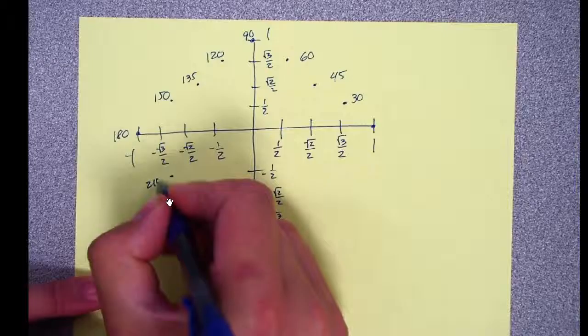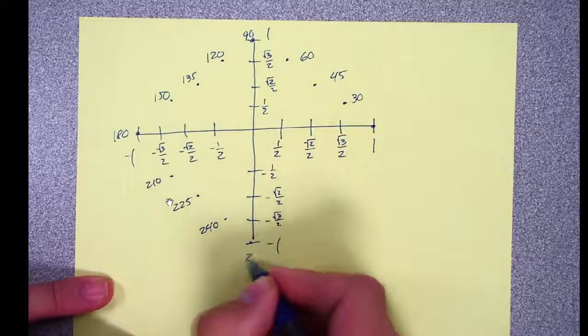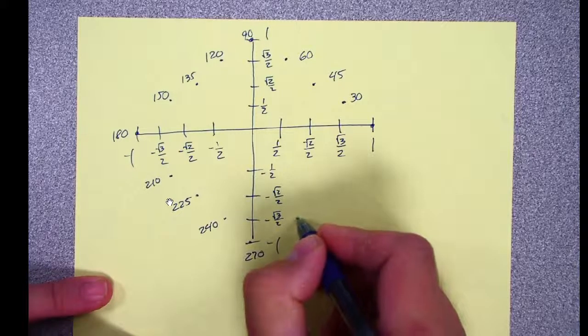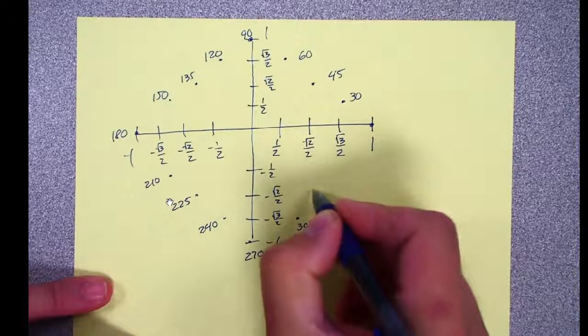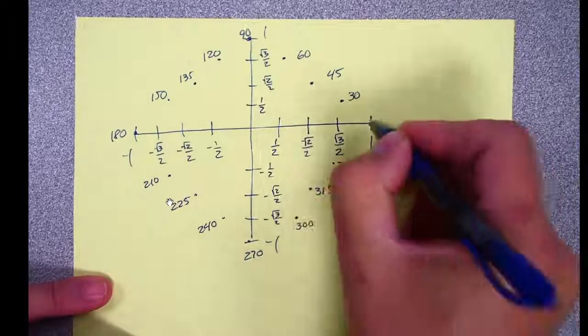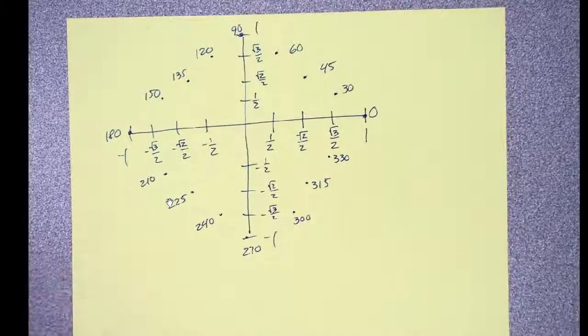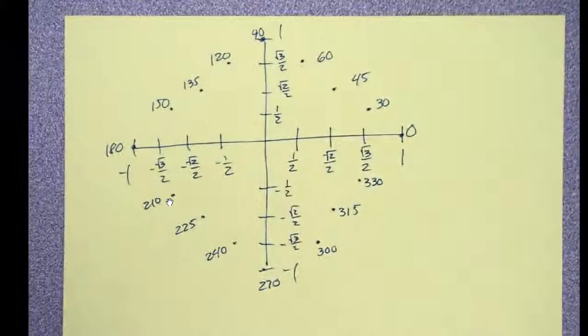So we get 210, 225, 240, 270, 300, 315, 330, and then this is 0, which is also 360. So if you're not done drawing that, you might want to pause the video, draw it out, and then start playing again when you're done, because you're going to want to have this in your notes somewhere.